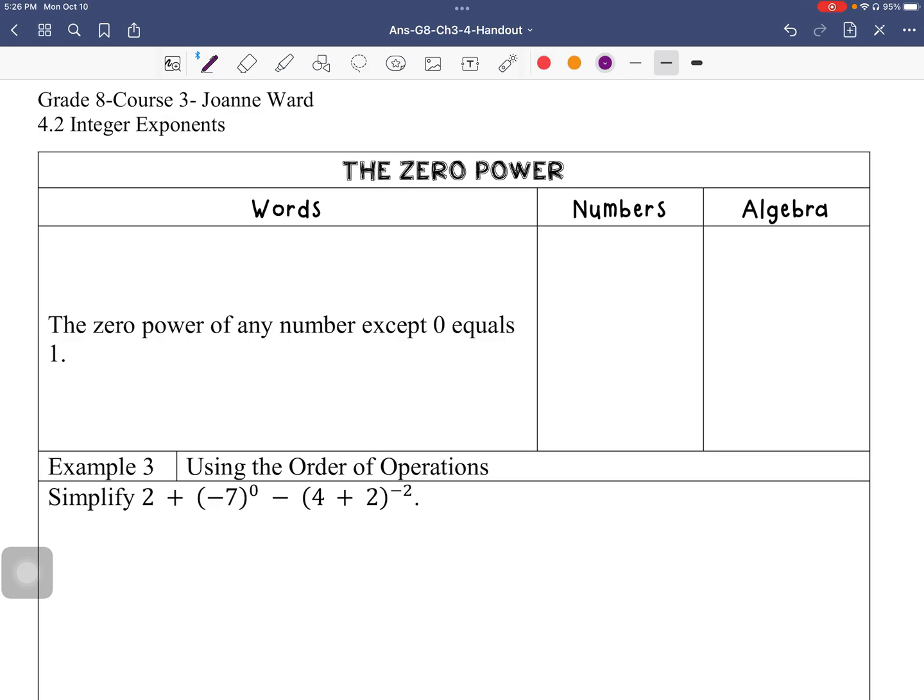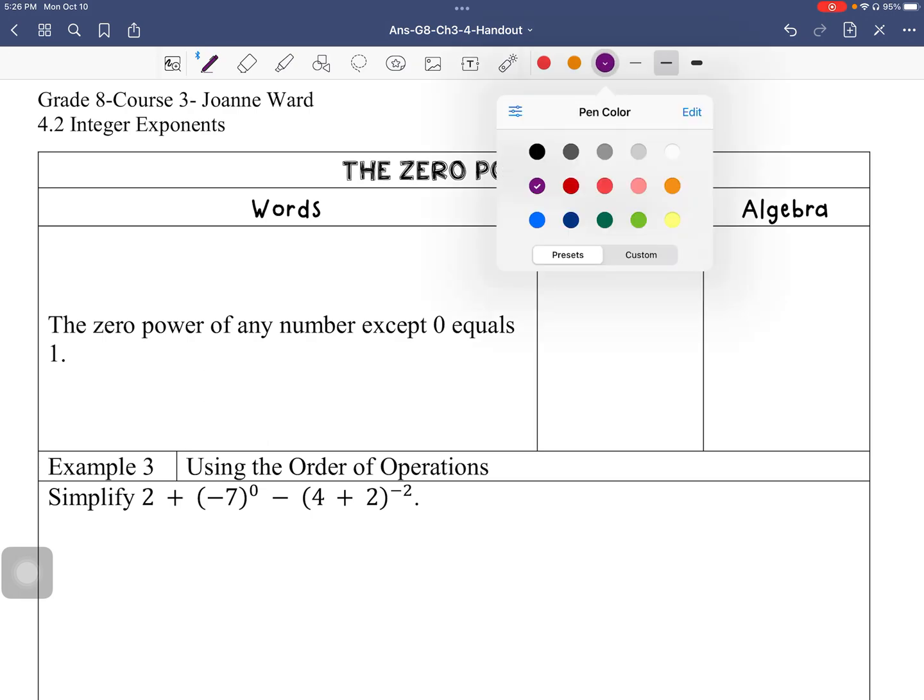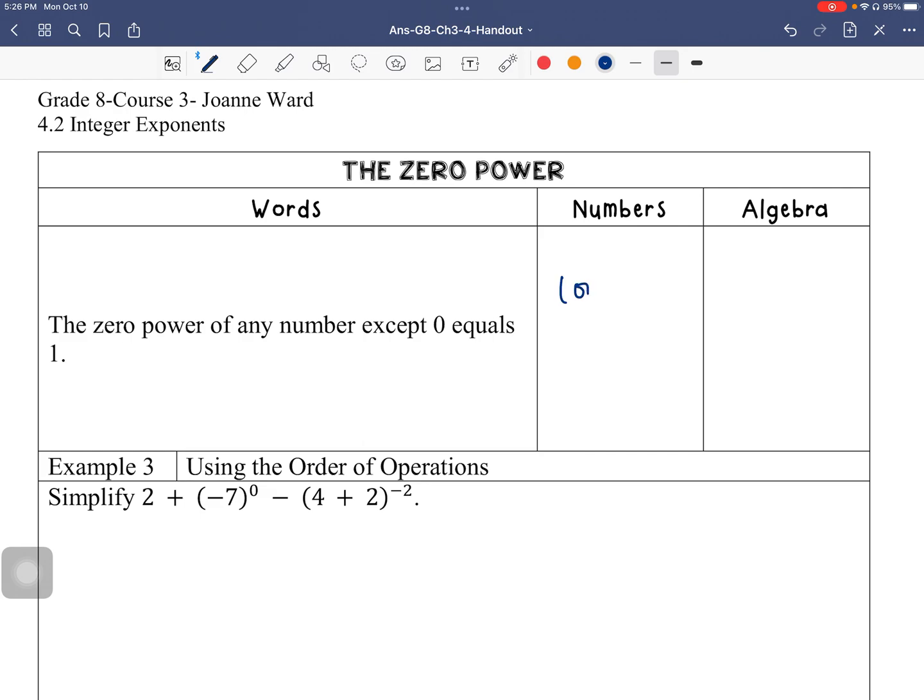So now we want to talk about the zero power. The zero power of any number except 0 equals 1. So 100 to the power of 0 equals 1. Negative 7 to the power of 0 equals 1. Algebraically, a to the power of 0 equals 1 if a does not equal 0.